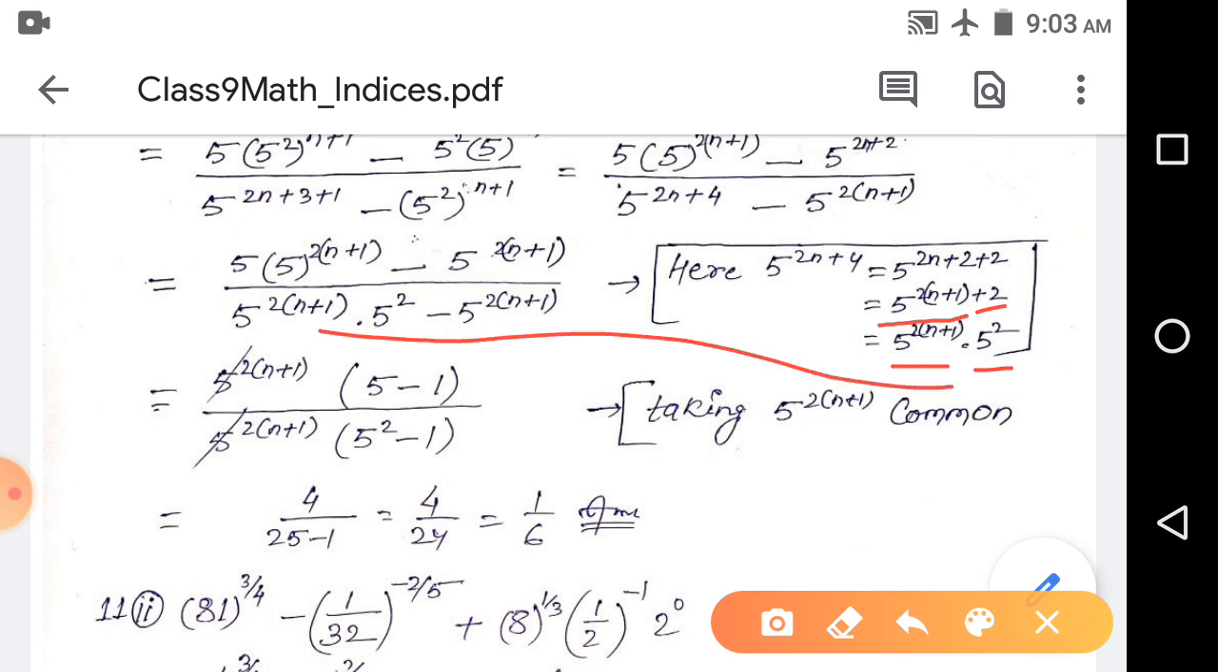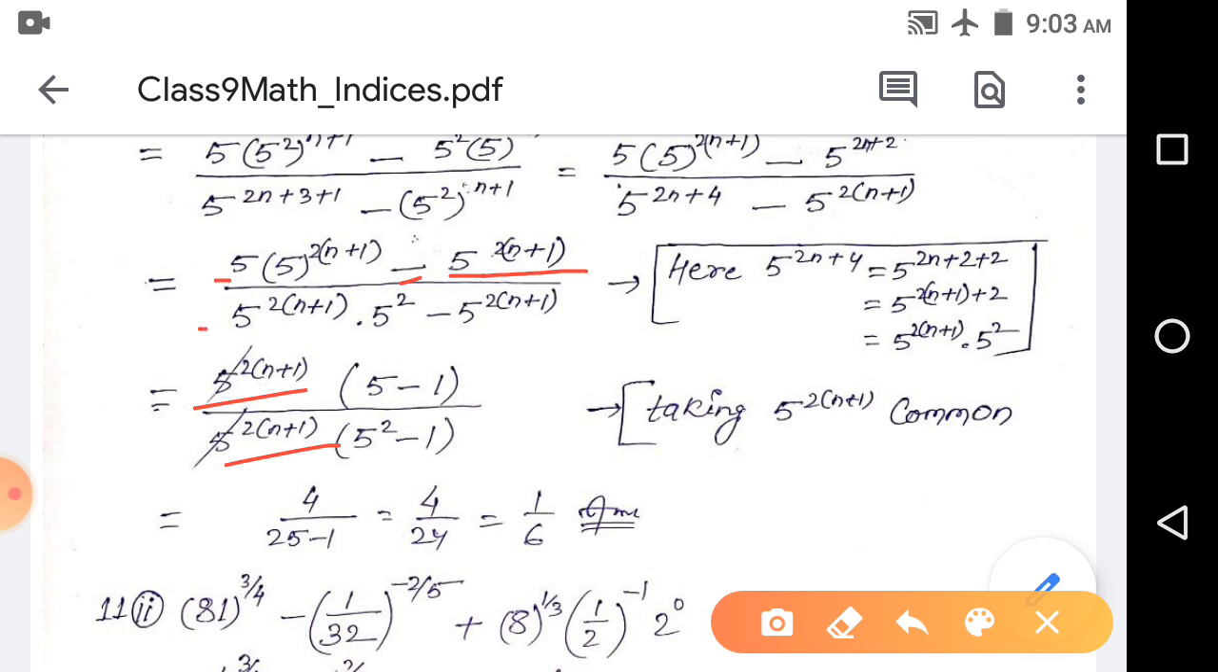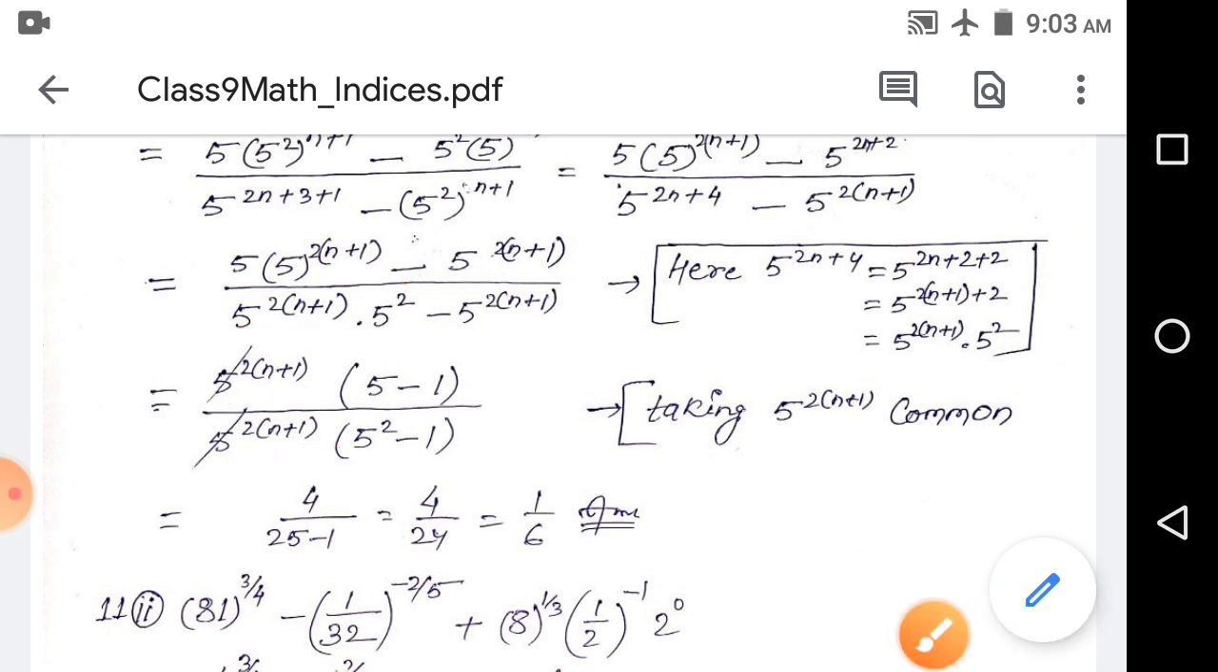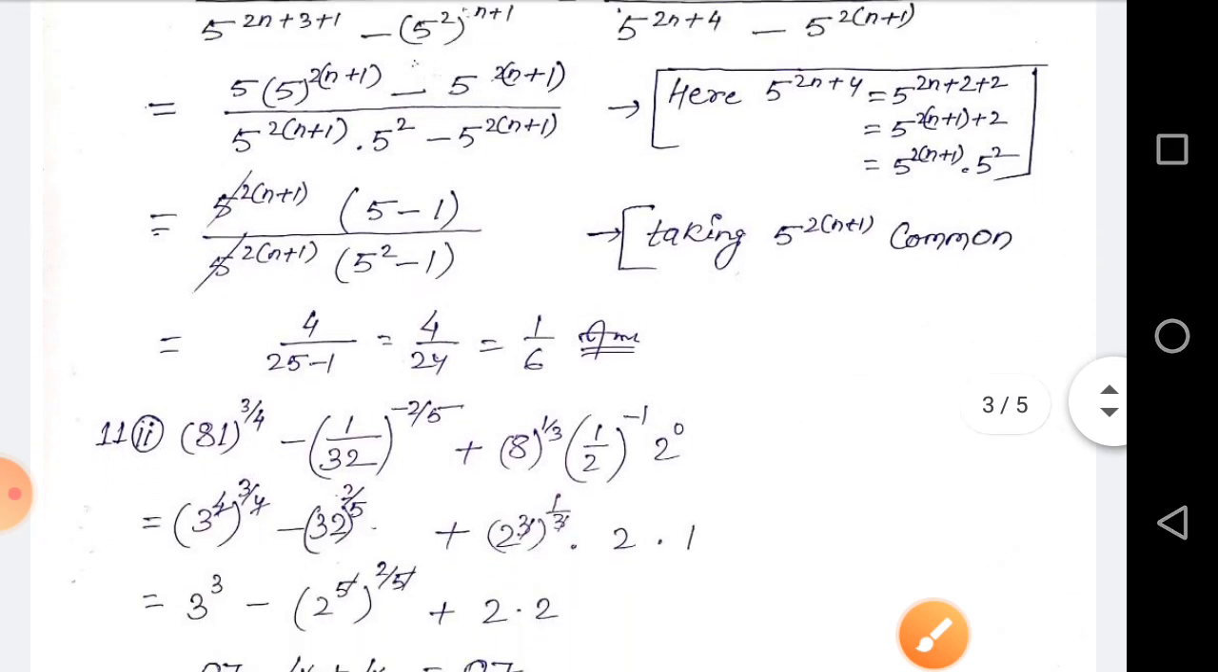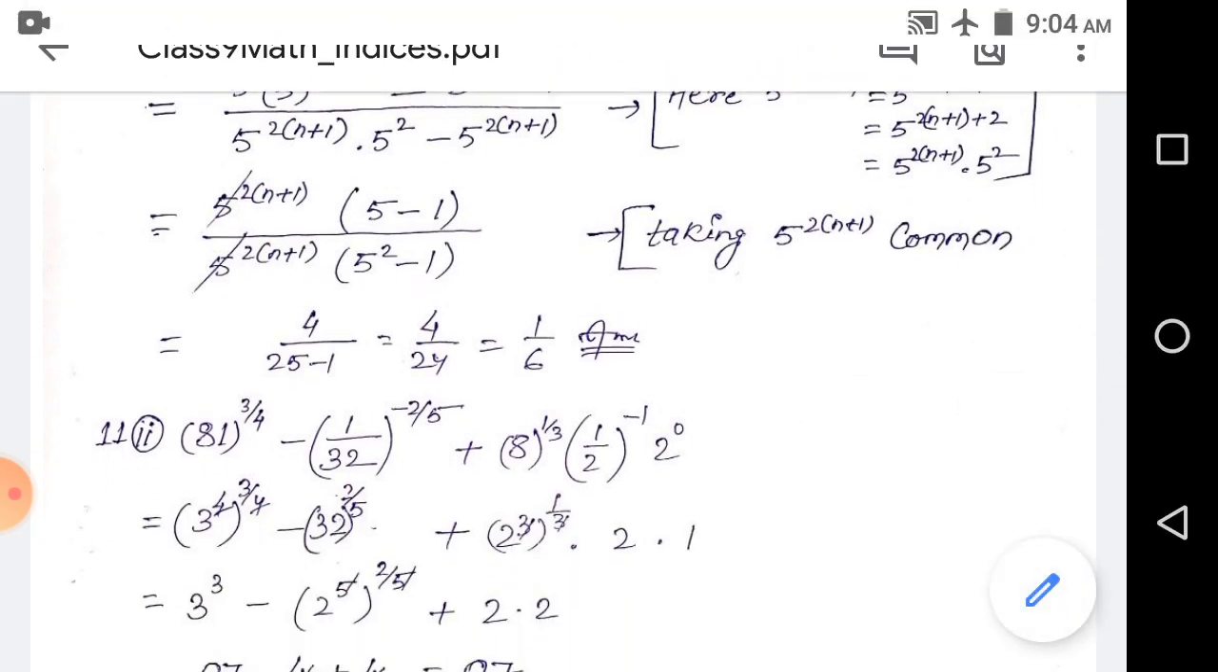See this one, this is simply done only because we want to take this 5 to the power 2n plus 1 as a common factor, so that is taken here. Then what is left here, 5 minus 1, and when this is taken common, this 5 square minus 1, this is done here. So those two terms are cancelled, as you can see those two terms are cancelled. Then what is left, you can see the solution, you can understand the solution also.